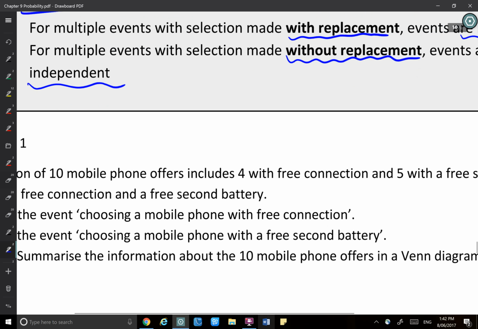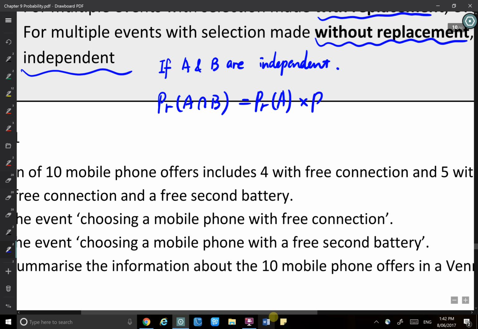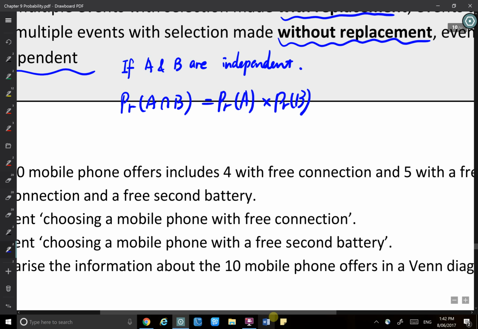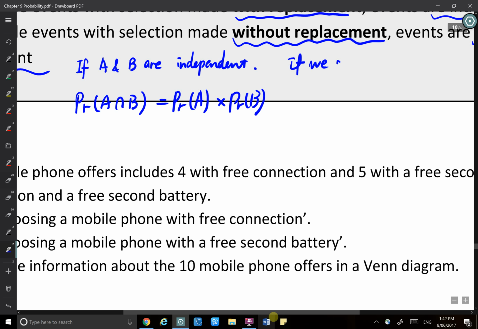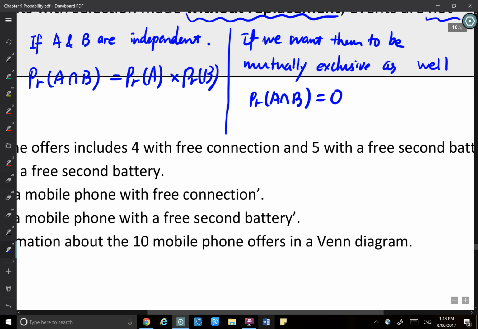So let's say if A and B are independent, then probability A intersects B will equal probability A times probability B. If we want them to be mutually exclusive as well, what do we need? We need probability A intersects B equals 0. Have a look at the two formulas.